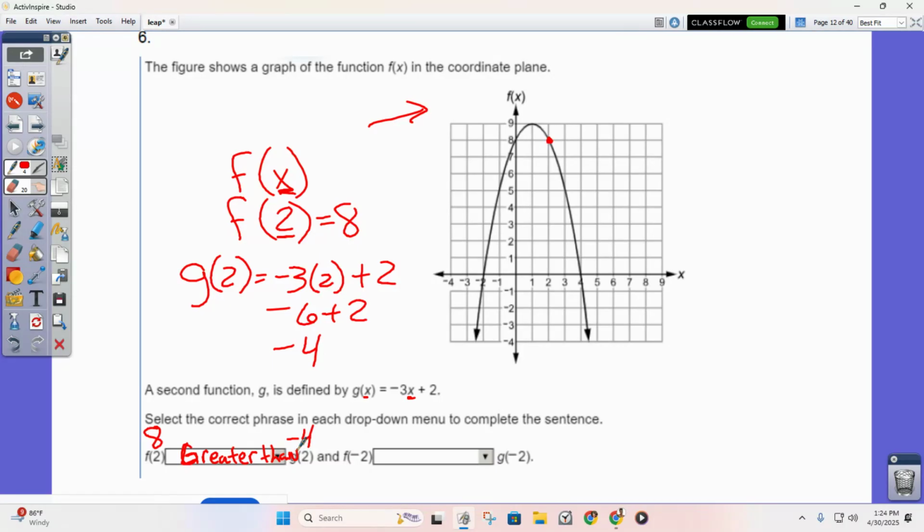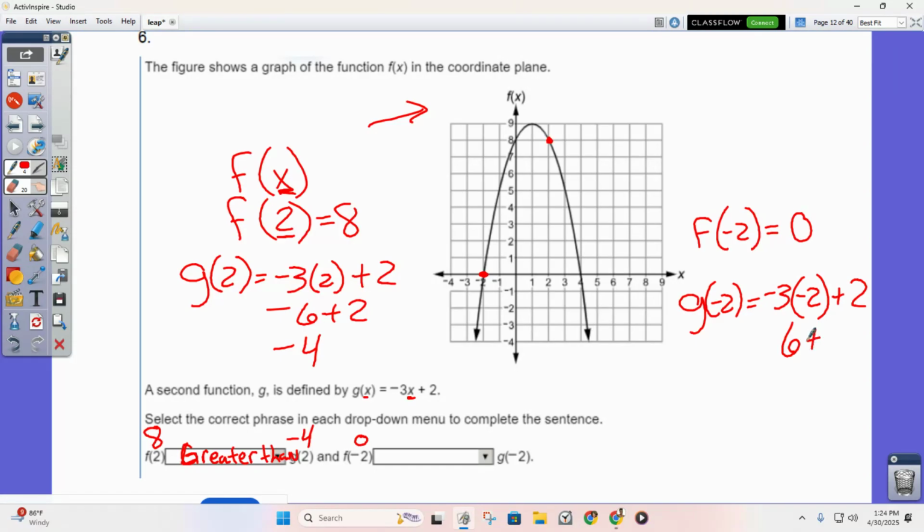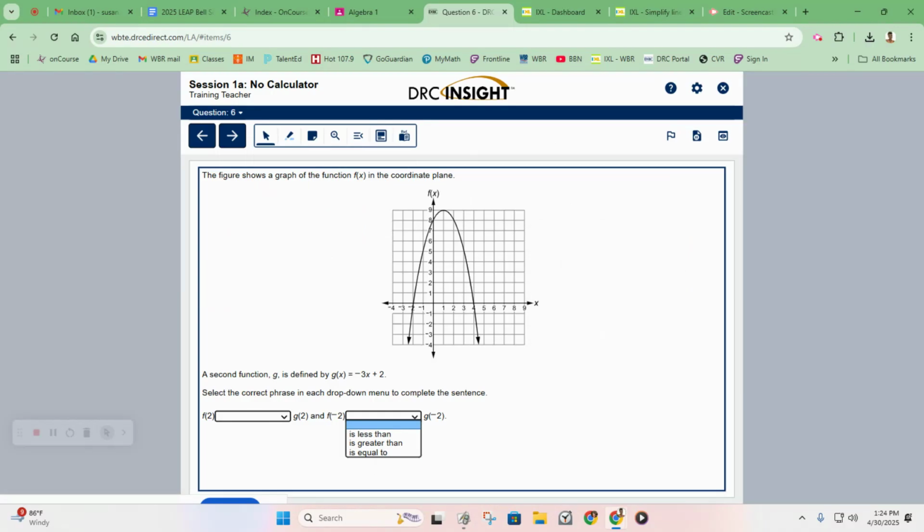The second question is asking, what about f of negative 2 and g of negative 2? I go to where my x is negative 2. I see that my y value is 0, so this would be a 0. For g of negative 2, where that x is, I'm going to put a negative 2. Negative 3 times negative 2 is positive 6. Positive 6 plus 2 is positive 8. So here I get less than. Let's go back to our test and select those answers. This one was greater than. This one is less than.